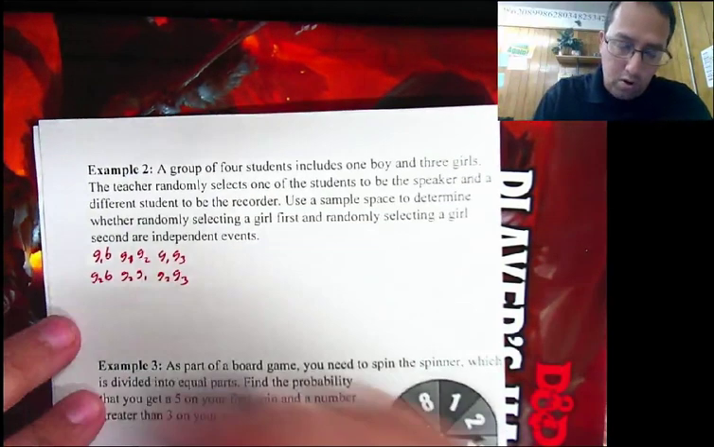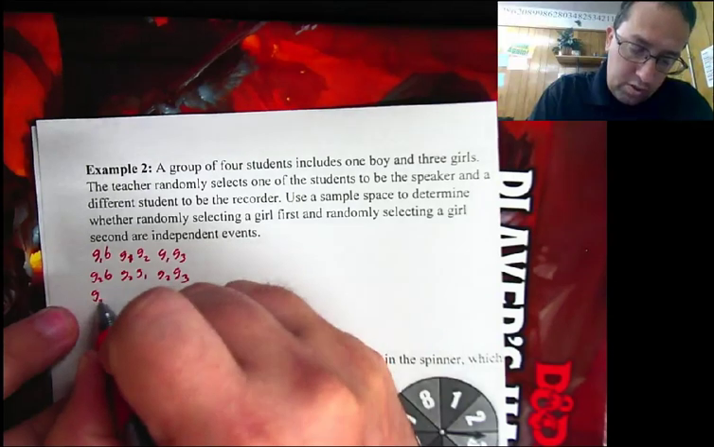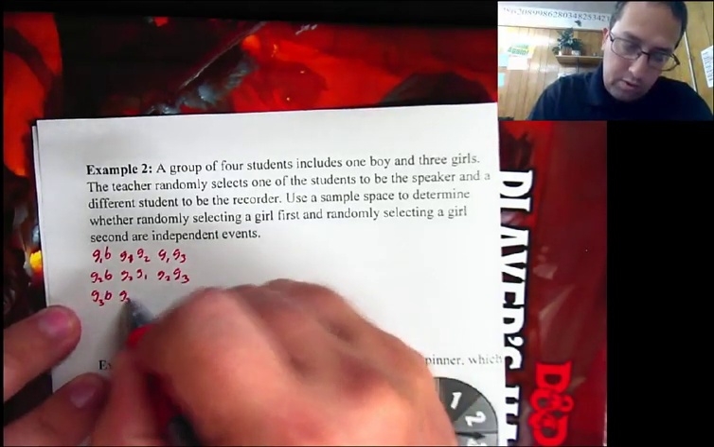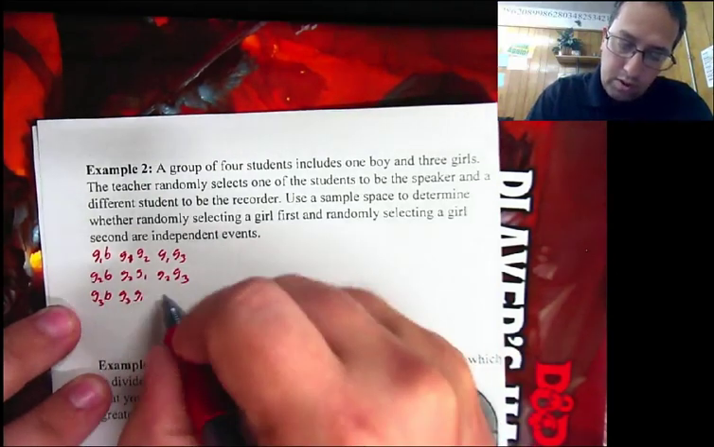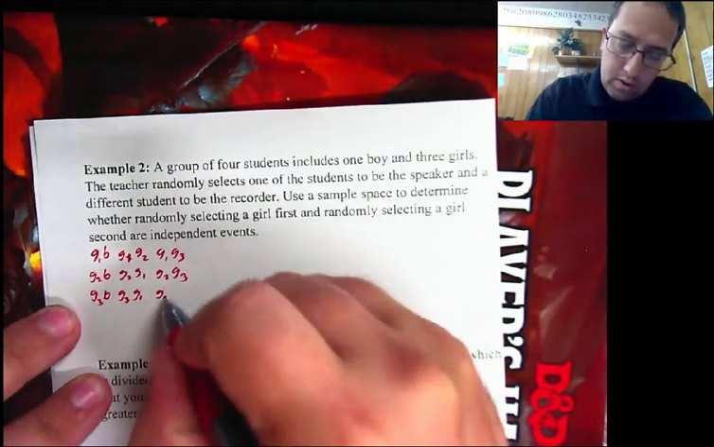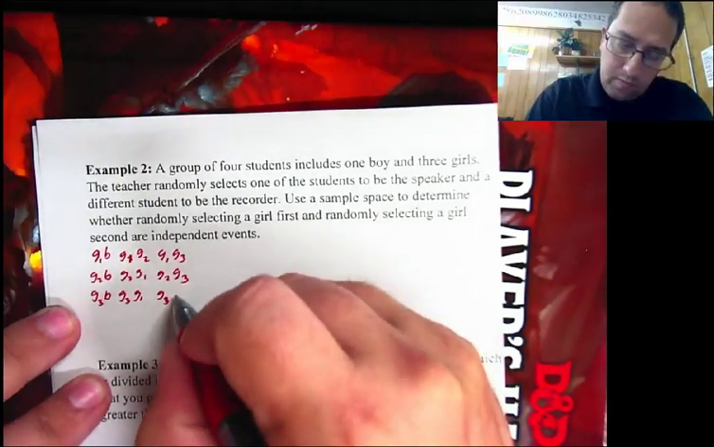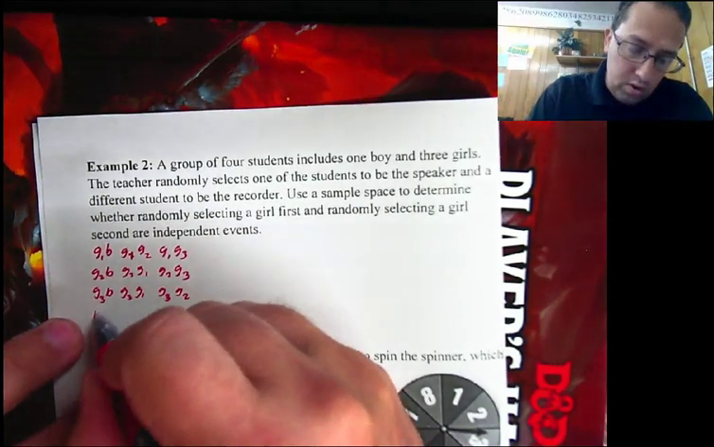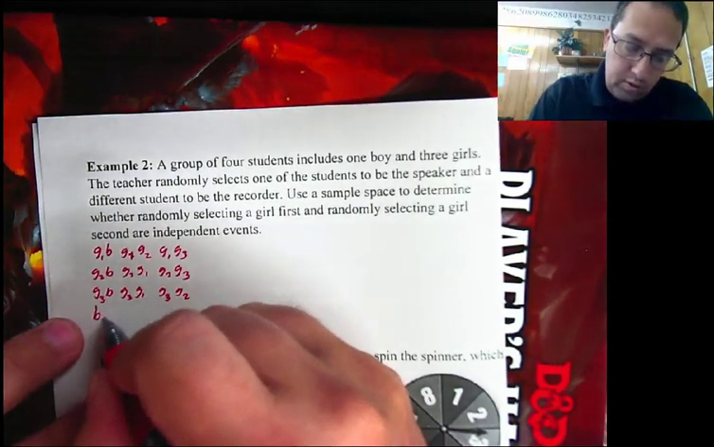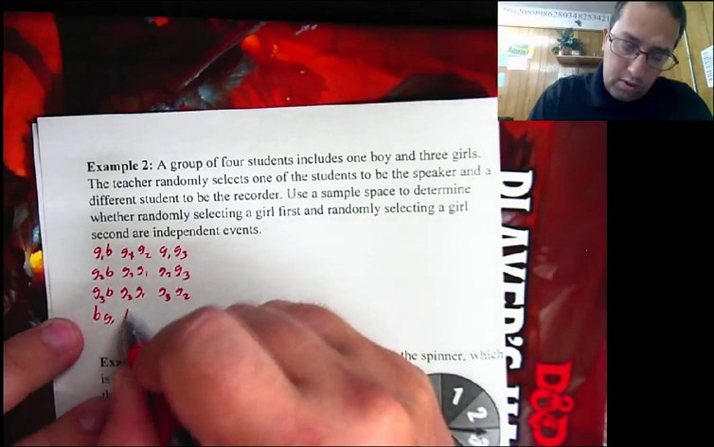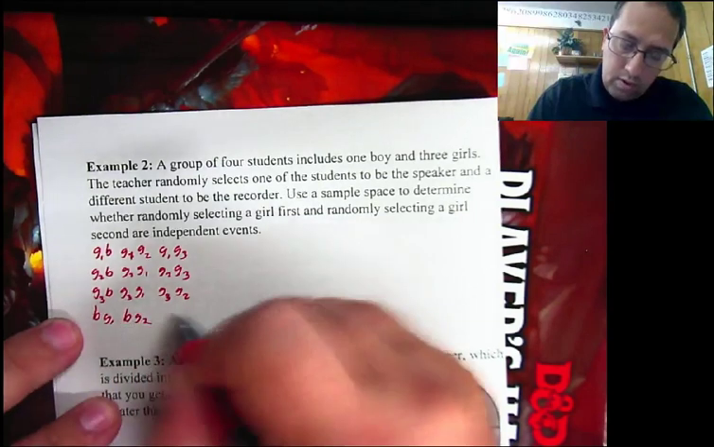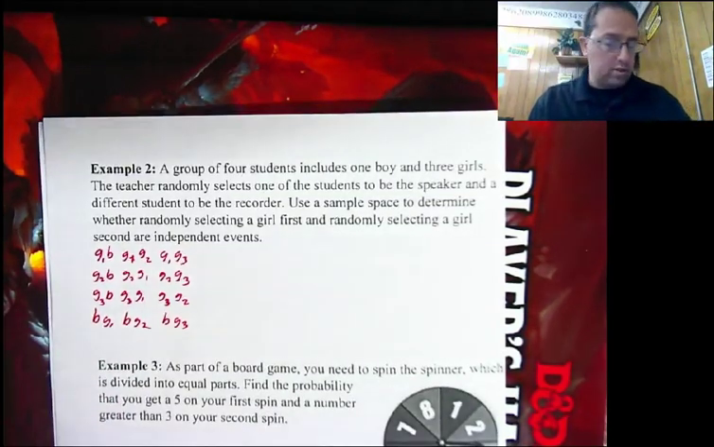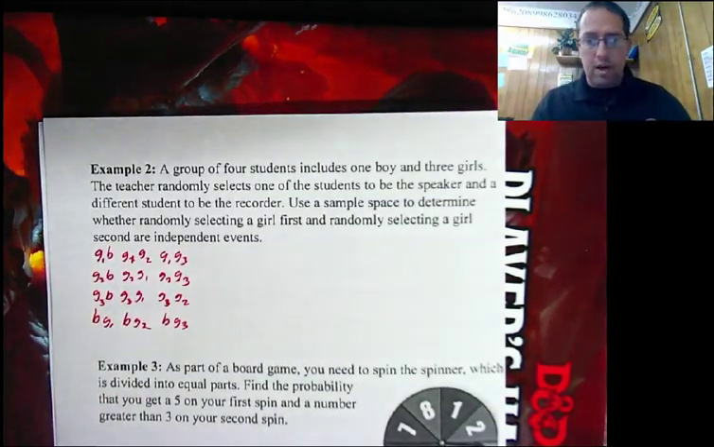Or girl number 3 could be the speaker with the boy as the recorder, girl number 3 as the speaker with girl number 1 as the recorder, or girl number 3 as the speaker with girl number 2 as the recorder. Or the boy could be the speaker, and we have girl number 1 for recorder, or girl number 2 for recorder, or girl number 3 for recorder. So here are all the possible outcomes.